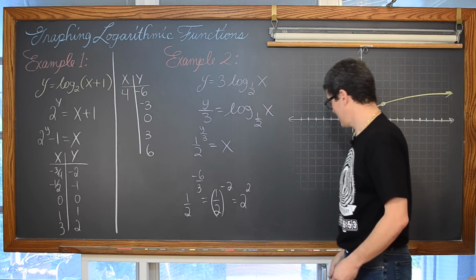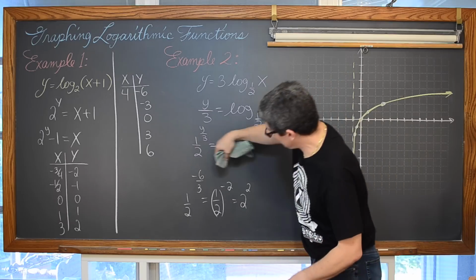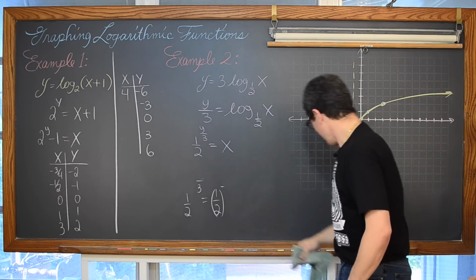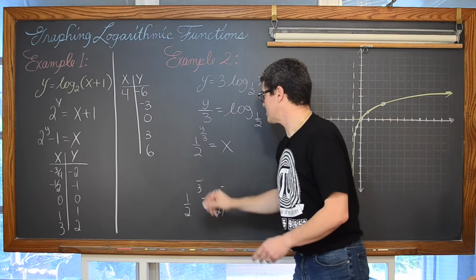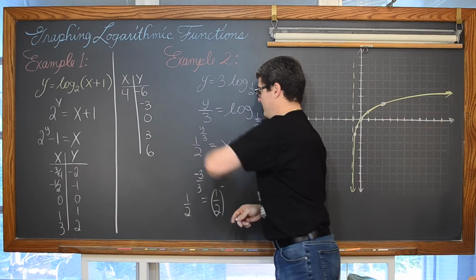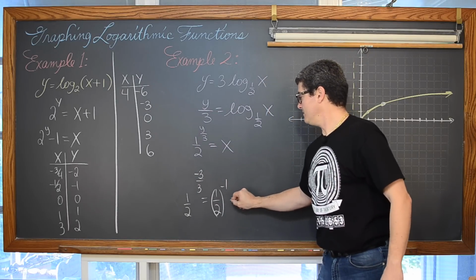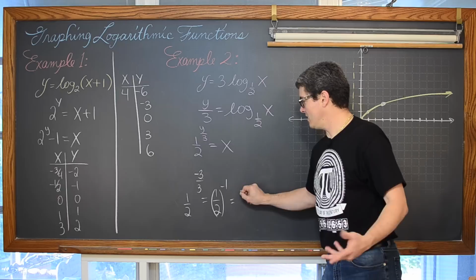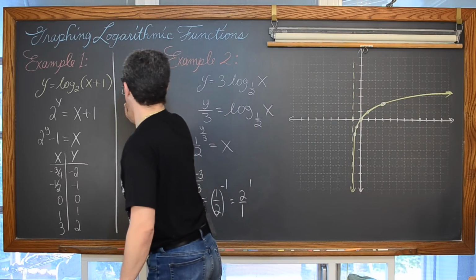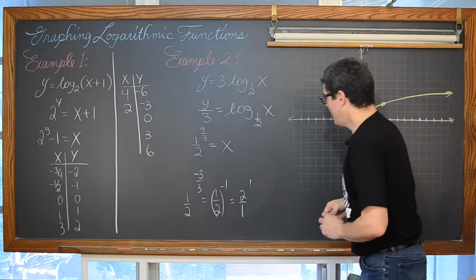Repeat the process with -3. And we're going to have -3 divided by 3, that's coming in here from here, right, is equal to -1. And that is going to be equal to 2 over 1 to the first, which of course is just equal to 2.